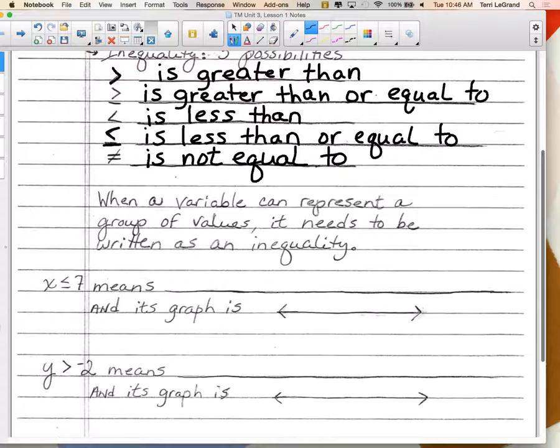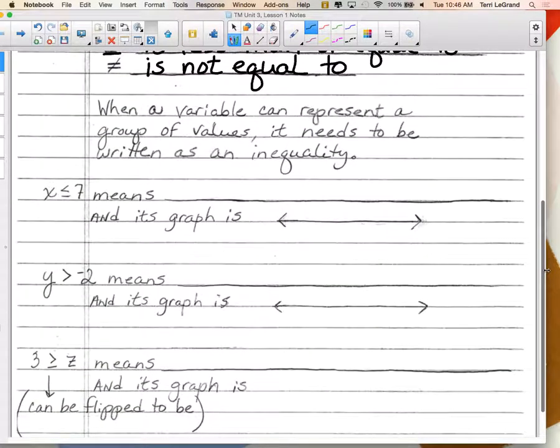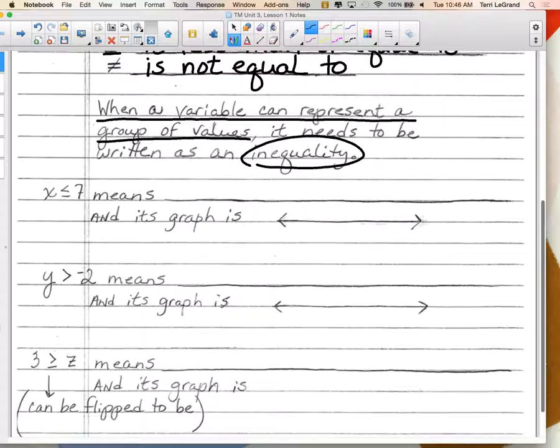And instead of us being able to say there's just one value, we're going to have to make a comparison instead, because sometimes our variable has to represent a group of values. So when a variable, let's underline this, when a variable can represent a group of values, there's more than one, not just 5, not just -2, but a group of values, that's when we need to write it as an inequality. When it needs to represent a group of values, we write it as an inequality.